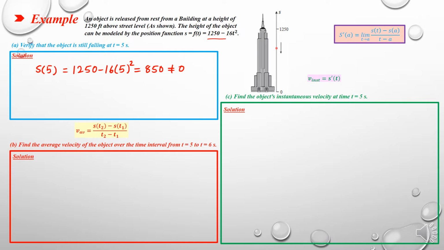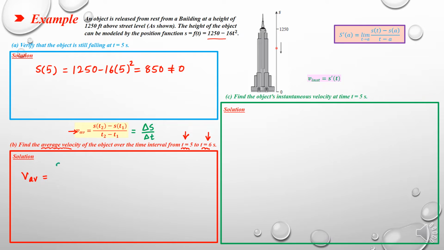In part B, you have to find the average velocity. So you have 2 times. This is the first time, from t equals 5 to t equals 6, and you have to find the average velocity, symbol V_AV, which is the average velocity. So what to do to find V_AV? You have to replace the final time and the initial time in the position function, and we can write it as delta s over delta t.